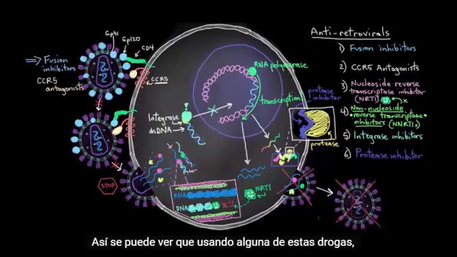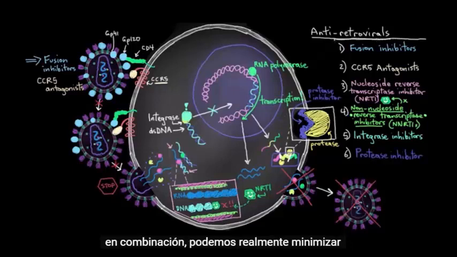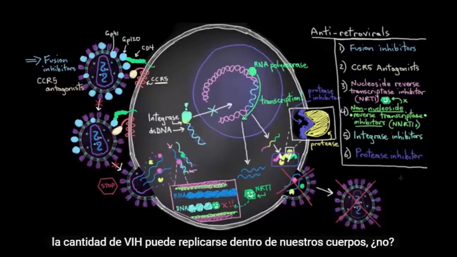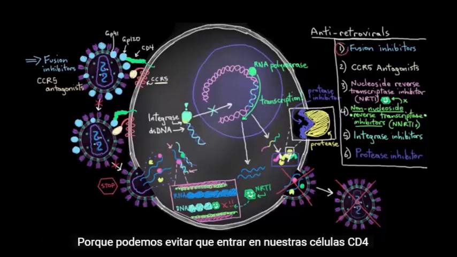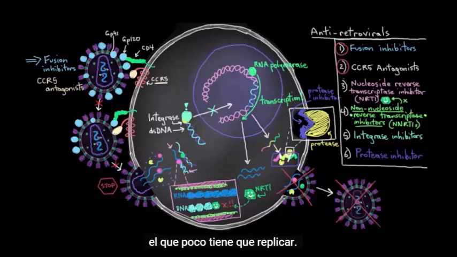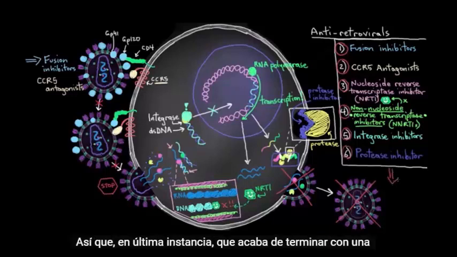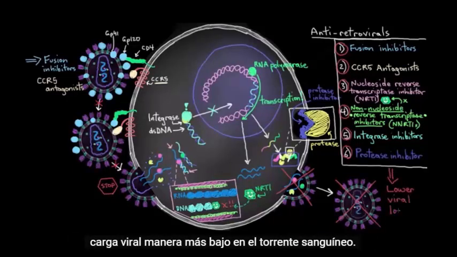So you can see that by using some of these drugs in combination, we can really, really minimize how much HIV can replicate within our bodies. Because we can stop it from getting into our CD4 cells, which it kind of needs to replicate. And as you saw, we can stop it at a few other places as well. So ultimately, you just end up with a way lower viral load in your bloodstream.